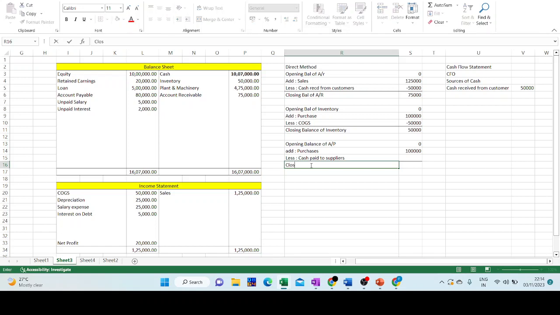And closing balance of accounts payable is what? 80,000. So guys, cash paid to suppliers has to be 20,000. Okay, so now I report uses of cash. Cash paid to suppliers, which is 20,000.